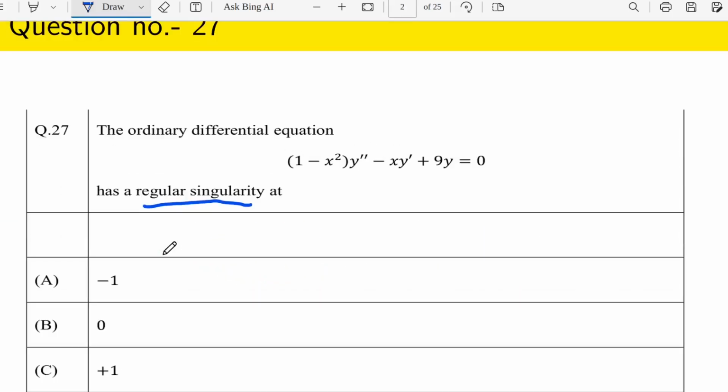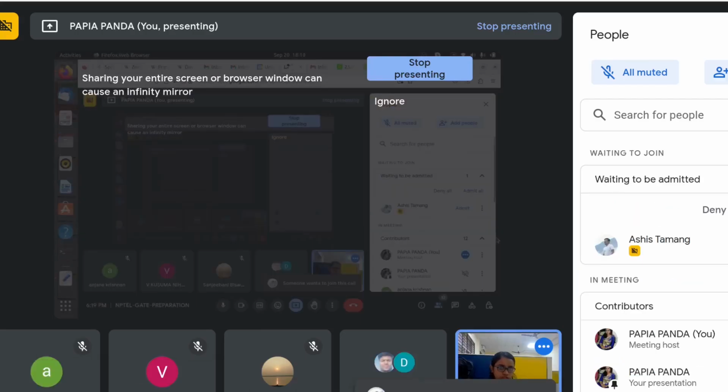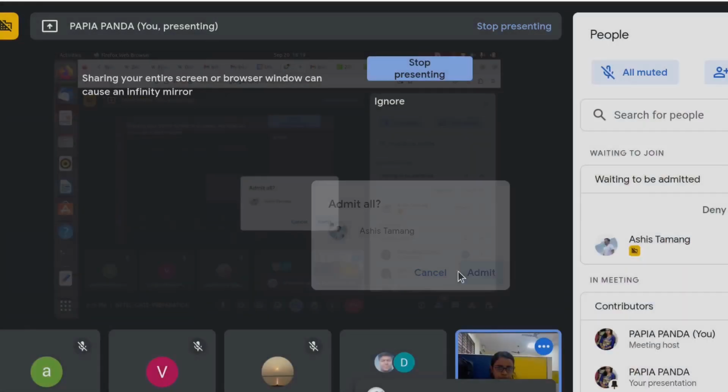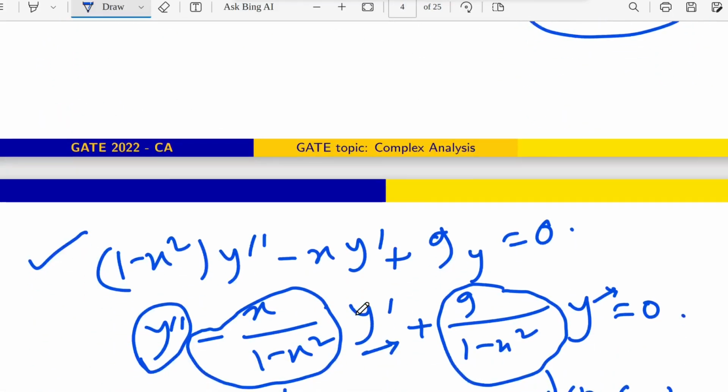So that means our answer to that question will be minus 1 as well as plus 1. So A and C both will be the answer for that question. Regular singularity can occur at x equal to minus 1 as well as x equal to plus 1. At these 2 points we can have regular singularity for that differential equation.